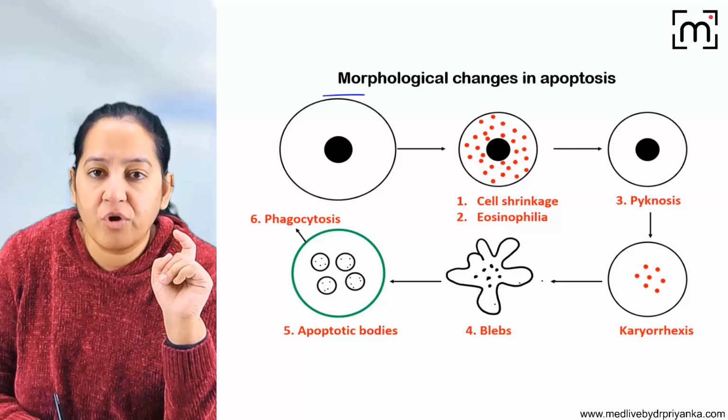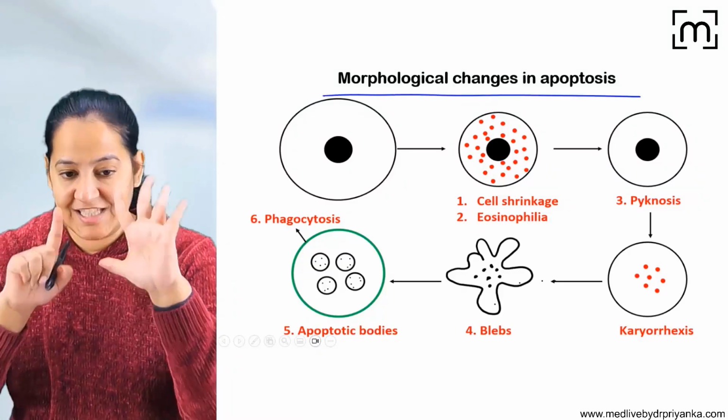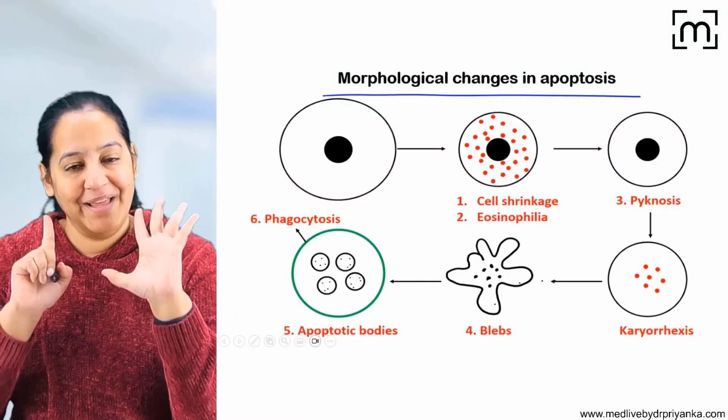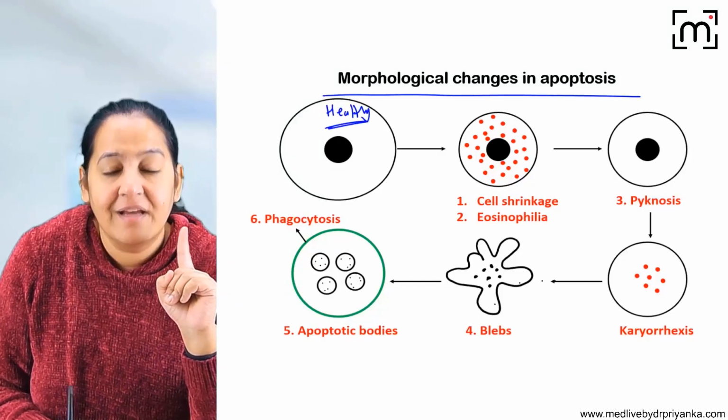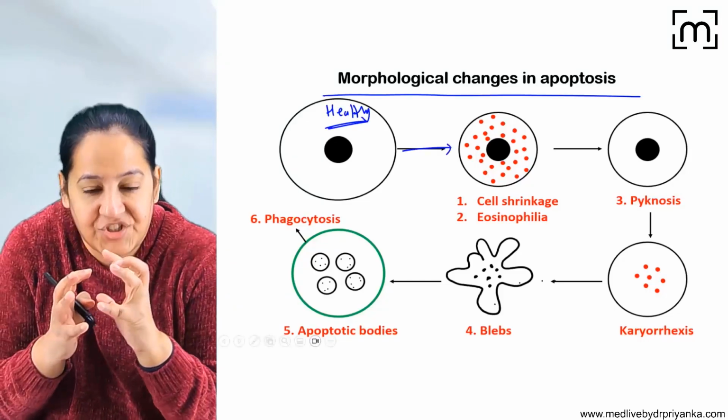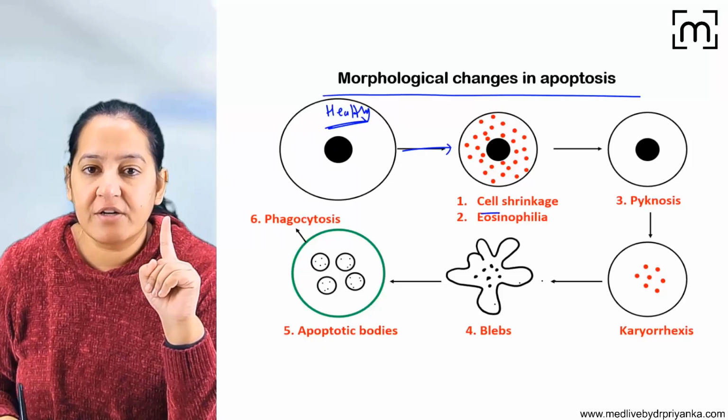Now I'm telling you the morphological changes in apoptosis. There are 6 morphological changes you have to learn in a sequence. Please learn the sequence. This is a healthy cell. You all can appreciate this is a healthy cell. The first thing it undergoes is shrinkage. See, the size is reduced. The first thing it undergoes is cell shrinkage.